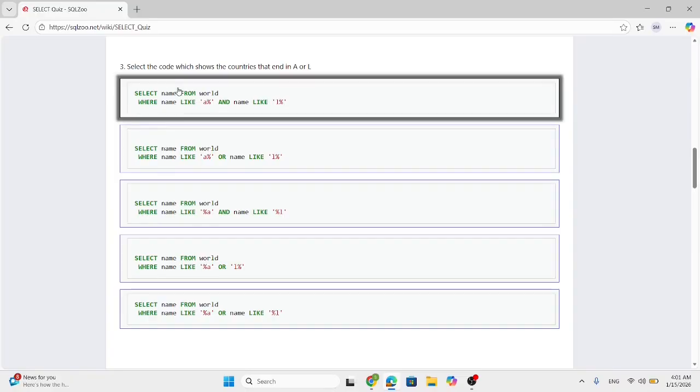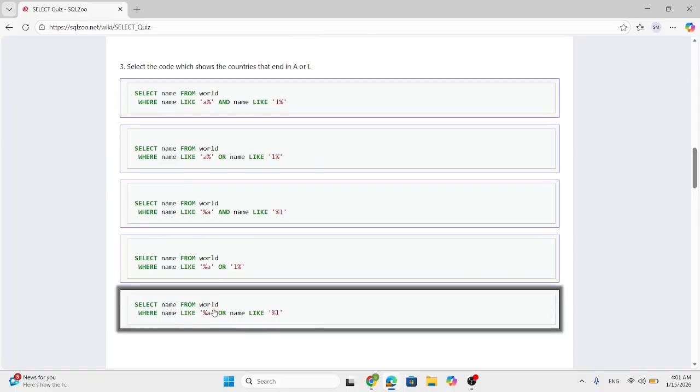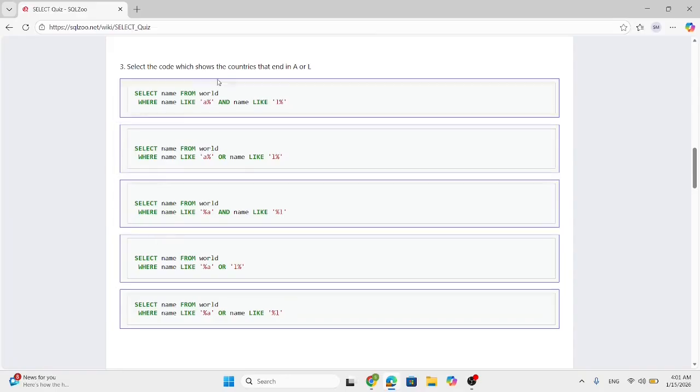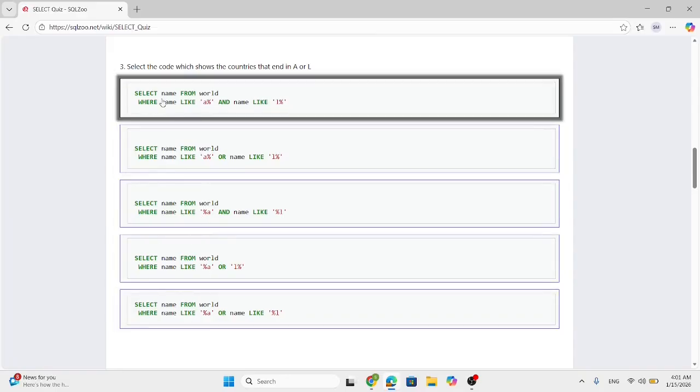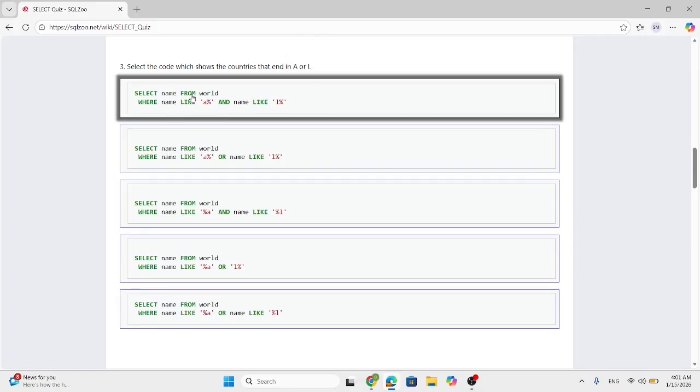It says select the code which shows the countries that end in A or L. Select name from world where name like. If we want to see the words that end in A, this is wrong because this sign should come in here, before A. That's why this is wrong.